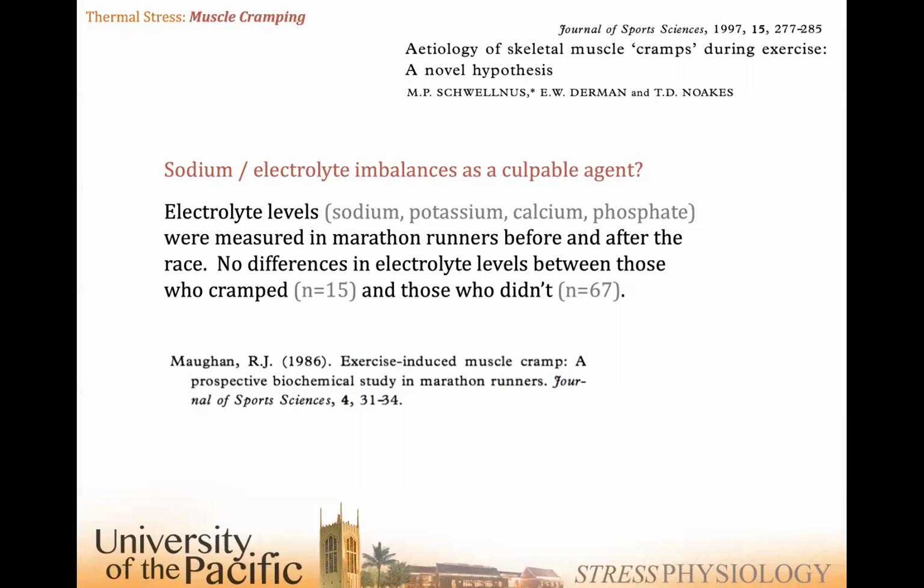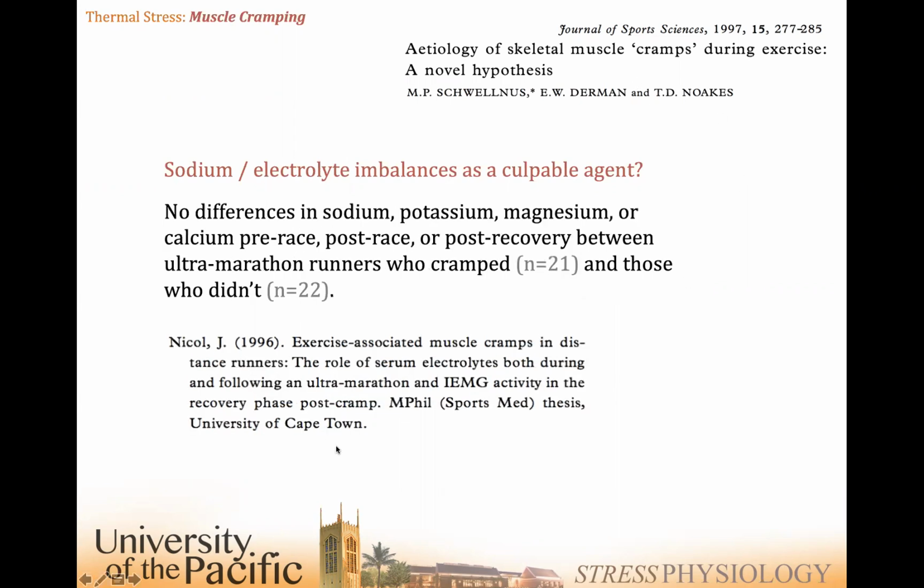Let's evaluate their electrolyte levels, the people who do and don't cramp. So take a bunch of marathon runners, before and after the race, and just test a bunch of people's electrolyte levels. Some people cramp, some people don't. Take a comparison. Is it different? No. Right, you don't find differences in electrolyte levels between marathon runners who do and don't cramp.